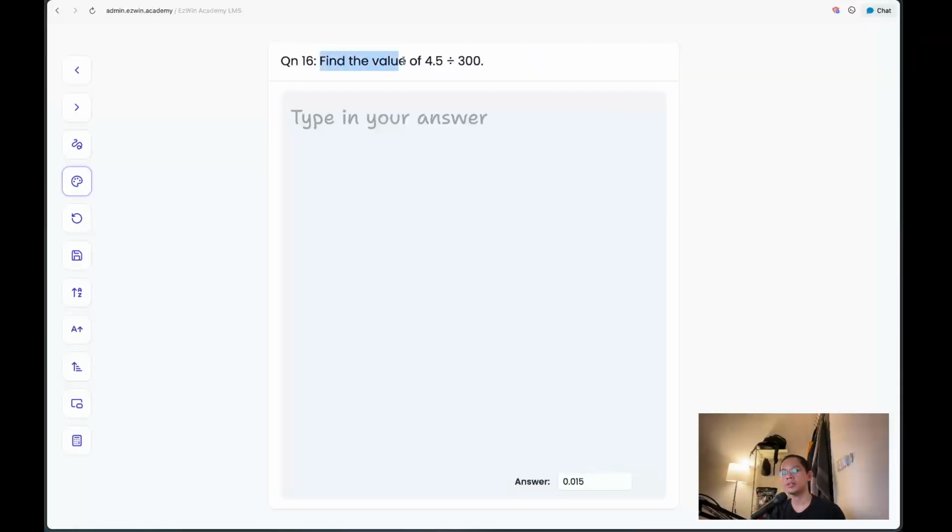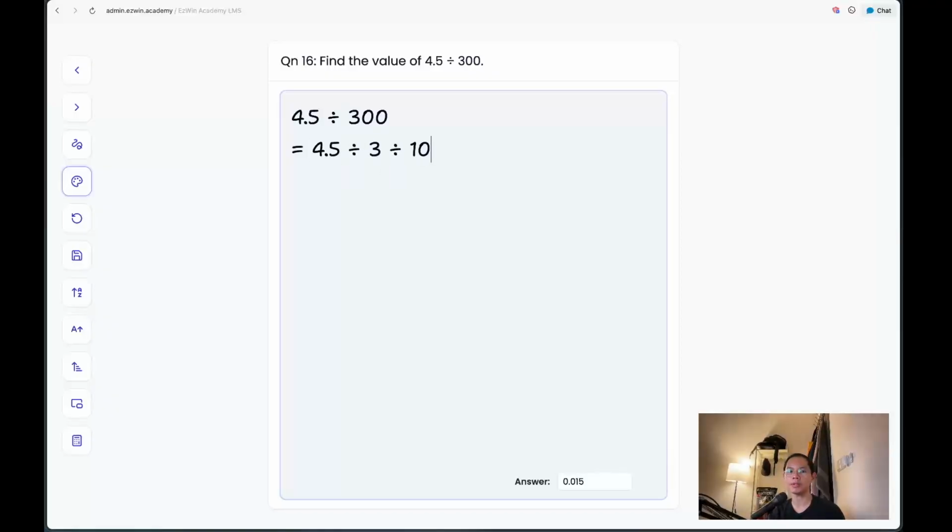Question 16. Find the value of 4.5 divided by 300. 4.5 divided by 300 is the same as 4.5 divided by 3 divided by 100. In this case, 4.5 divided by 3 is equal to 1.5, divided by 100. And this will give us 0.015. Okay, there you go.